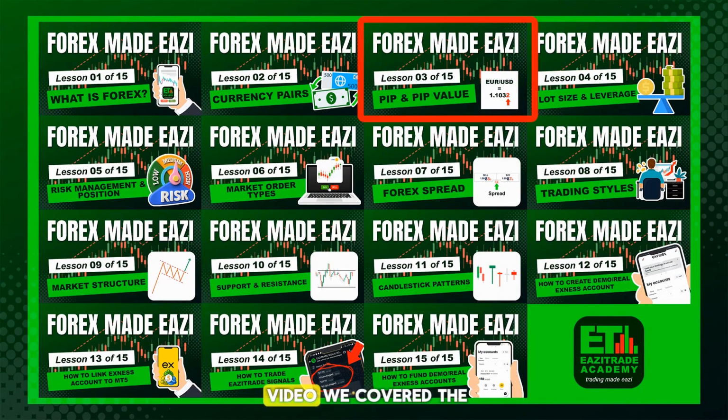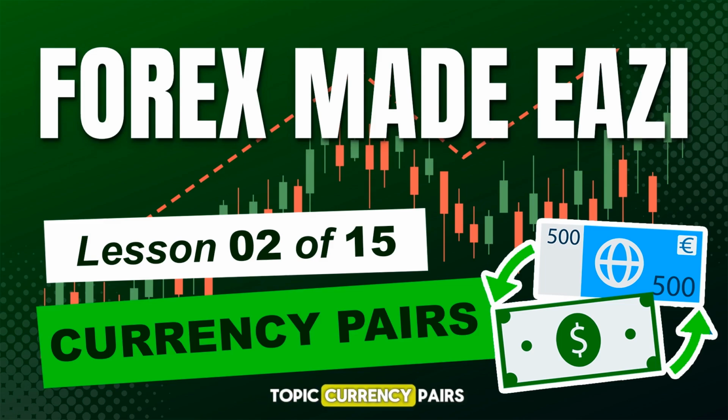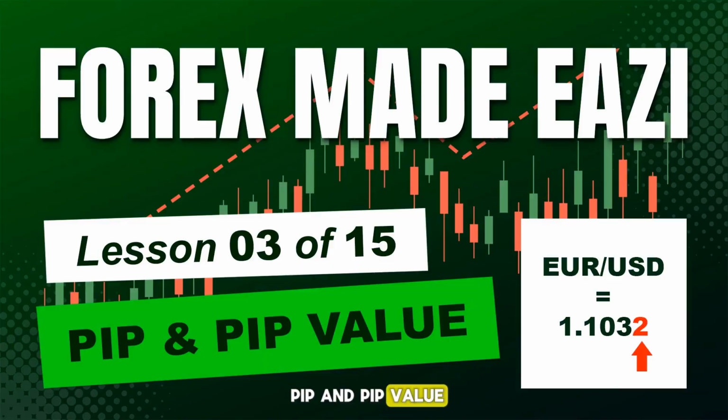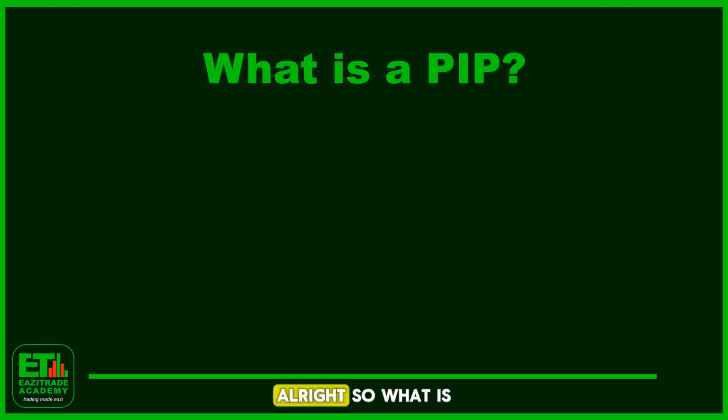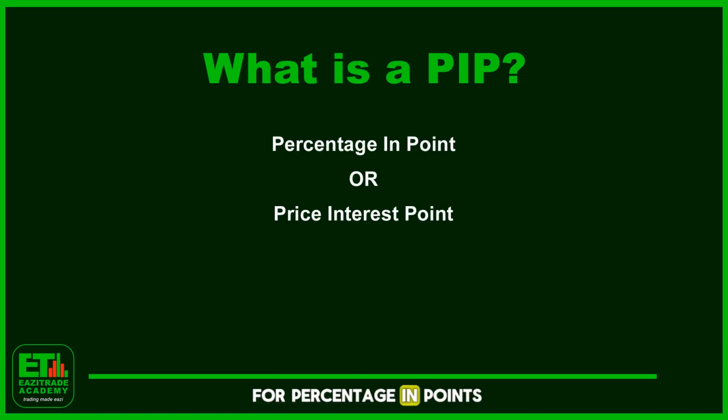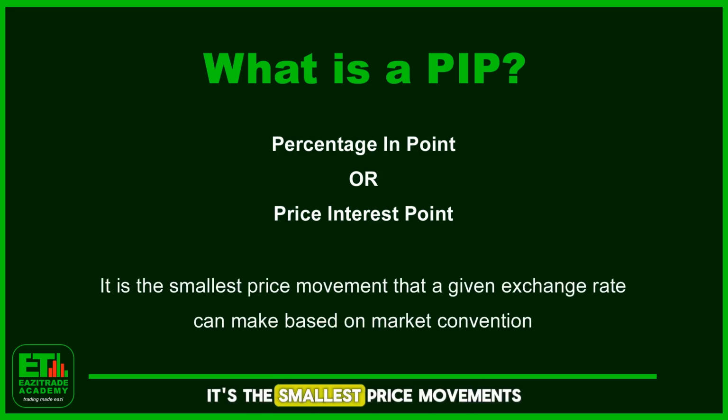In the previous video, we covered the topic currency pairs, and in this video, we'll be covering the topic Pip and Pip value. Alright, so what is a pip? A pip stands for percentage in points or price interest points. It's the smallest price move that a given exchange rate can make based on market convention.